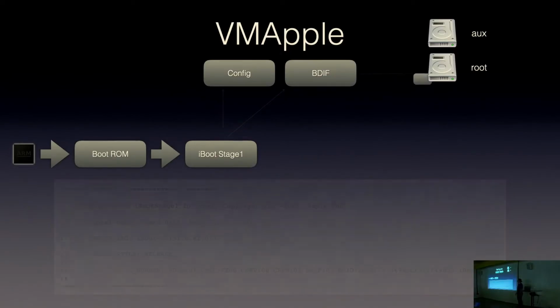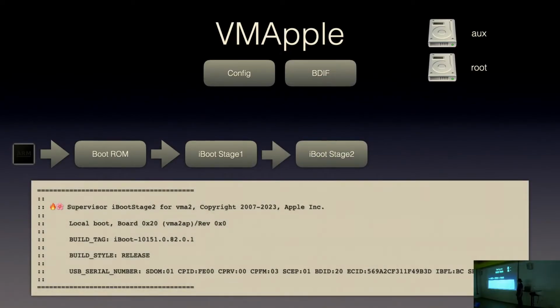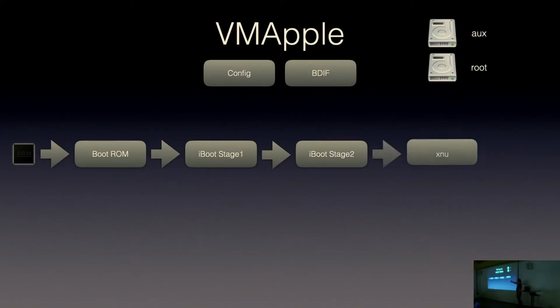So now you load stage 2 from the root volume, which comes up, shows you a nice splash screen on the serial port, and accesses the root volume again to go and read out the actual kernel to boot the XNU kernel, and it jumps. It's blazingly fast, like all of this happens in, I don't know, a couple of milliseconds, right?